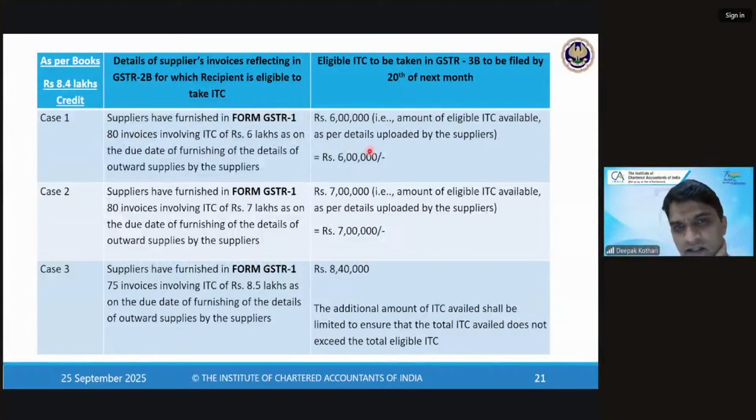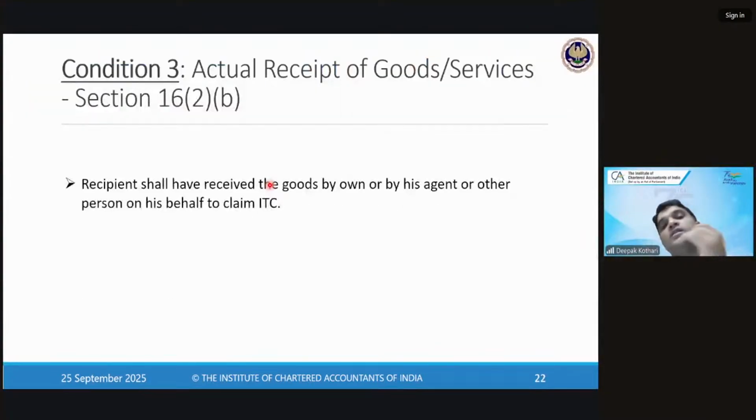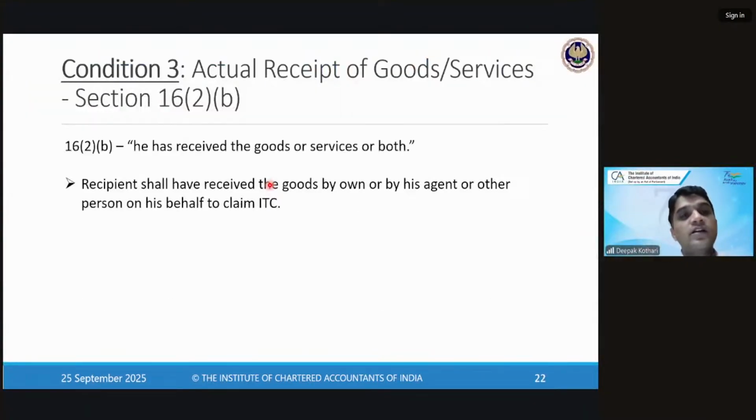Okay. So the simple example gives us clarity that whatever is in 2B and whatever invoices we have, both have to be put together to check how much credit we can claim. Then the third condition, 16(2)(b), says you should have actually received the goods or services or both.